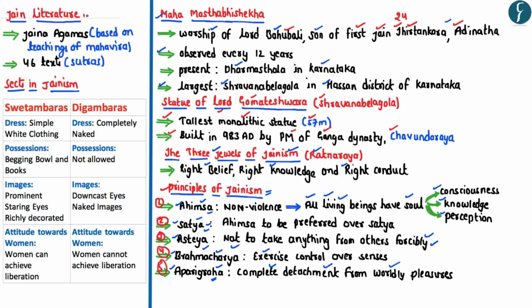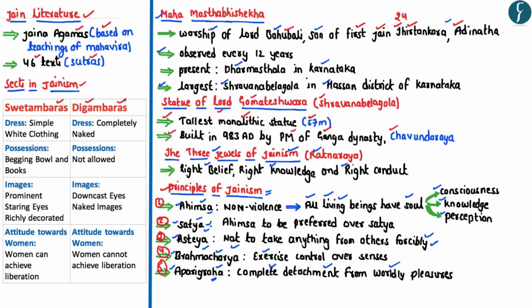Now, coming to Jain literature. The Jain literature is also referred to as the Jaina Agamas, and these Agamas are based upon the teachings of Lord Mahavira. The Jaina Agamas are divided into 46 texts, which are also referred to as sutras. Further, as you all know, Jainism has mainly two sects, these being Shvetambaras and Digambaras. Let us understand some basic differences between these two sects of Jainism.